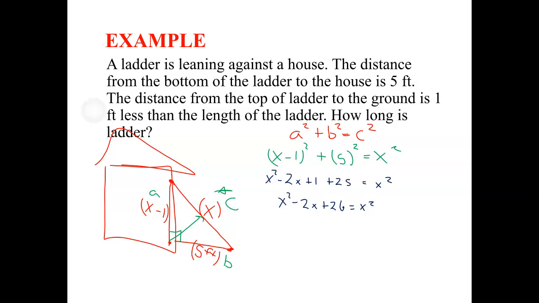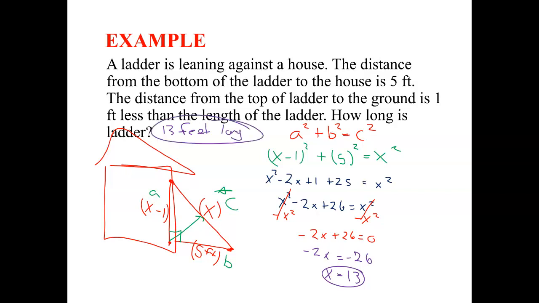When I group everything to one side using my inverse operations, I subtract this x squared to move it over. That's going to cancel. Keep going. Subtract 26 and divide by -2. So I get the ladder is 13 feet long. Not so bad.